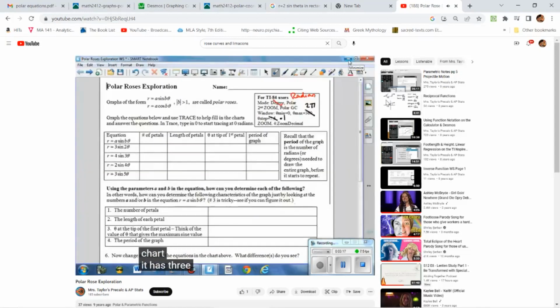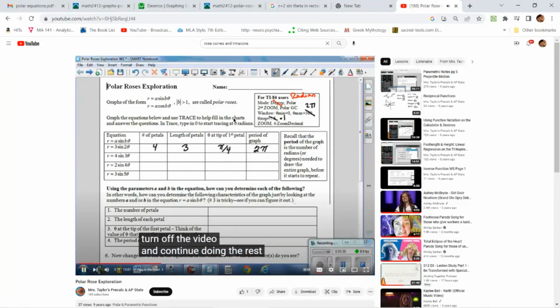So I'm going to fill in this chart. It has 4 petals. The length of the petal is 3. Theta at the tip of the first petal was pi over 4, which is 45 degrees. And the period of the graph was 2 pi. You don't have to worry too much about the period, but this is a point where I might tell you how to turn off the values. Now, I would say turn off the video and continue doing the rest of this chart.